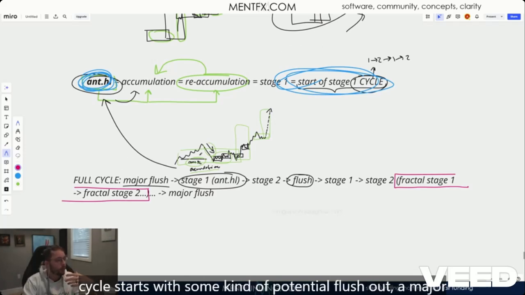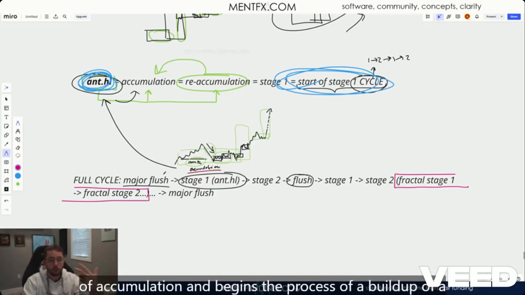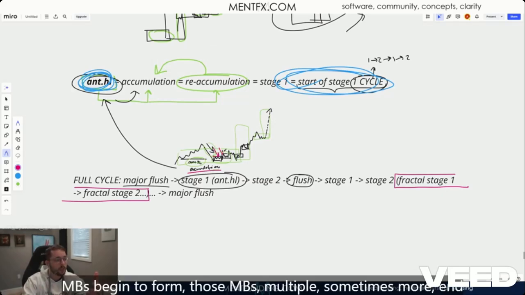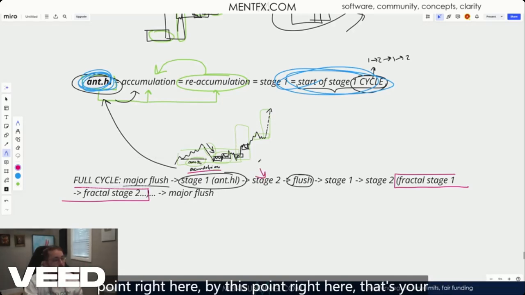A full cycle starts with some kind of potential flush out, a major flush out, because that flush out leads to the anticipation of the higher low rule, which in itself begins the process of accumulation and begins the buildup of a stage one. In a buildup of a stage one, as we understand, MBs begin to form. Those MBs, multiple, sometimes more, end up forming the move into a stage two. So we got to this point right here by this point right here.